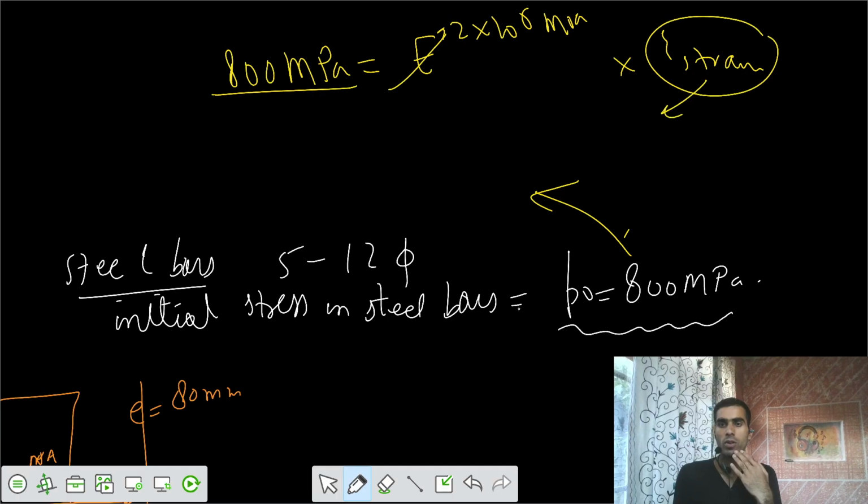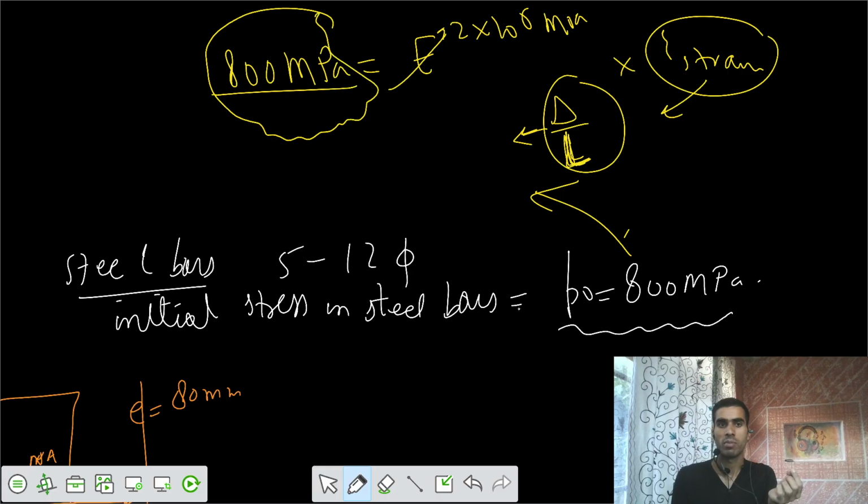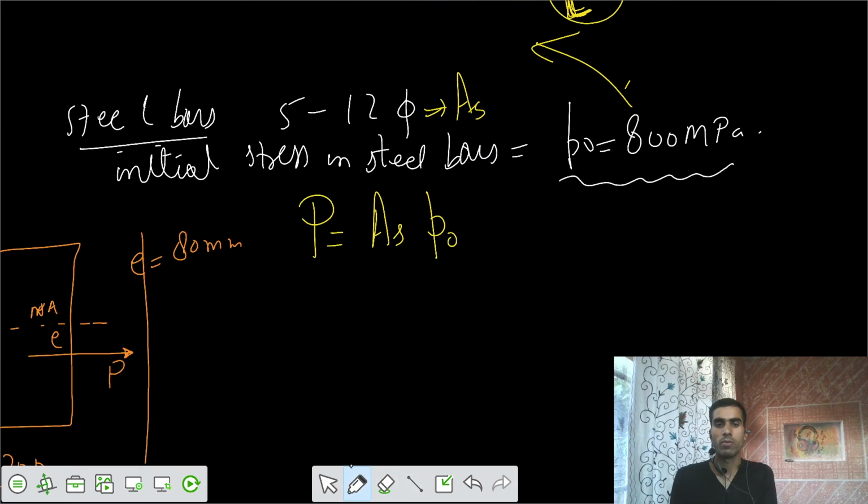So at that particular value of strain, delta by L, that means you have provided some elongation for particular length of that steel bar, such that your stresses in the steel wire was 800 megapascal. So problem is that you have 5 bars which would be having some area of the steel bars, and I can get the P force. The P force would be equals to area of the steel bars into stress in the steel bars. So let's calculate that P force.